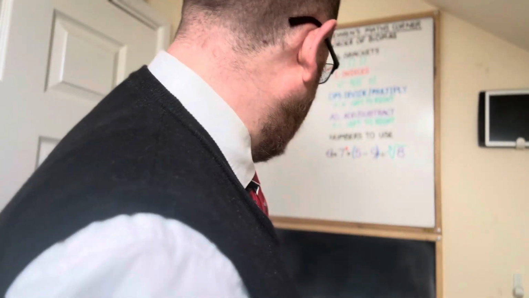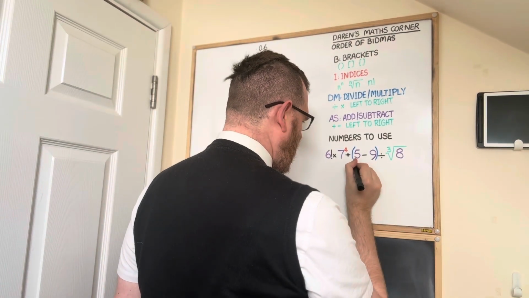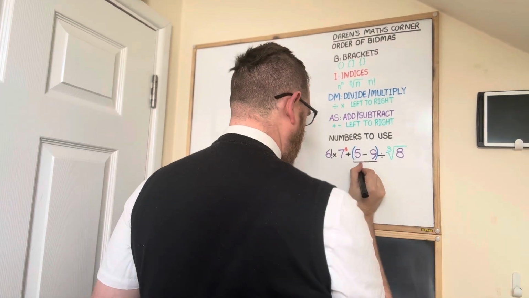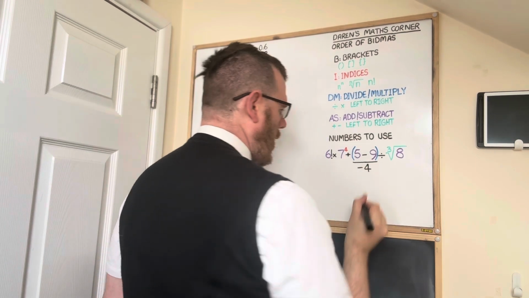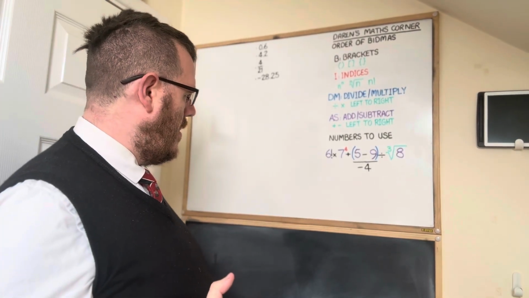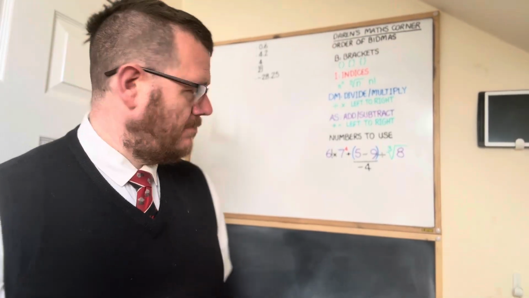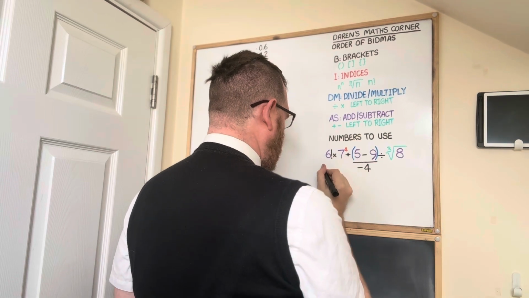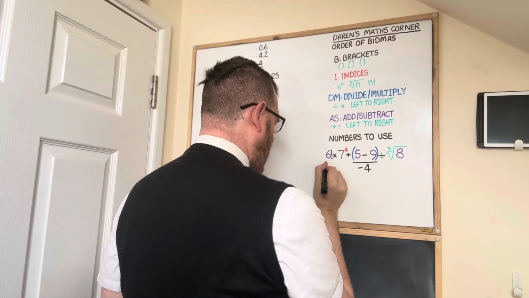So let's start. Well, first off, we've got to start with what's inside the bracket. So that'll be that. So that'll be minus 4. This is where the fun bit's going to start. And just for the record, the plus and a minus make a minus. Now we do the factorial. So 6 factorial, we're doing the indices next.